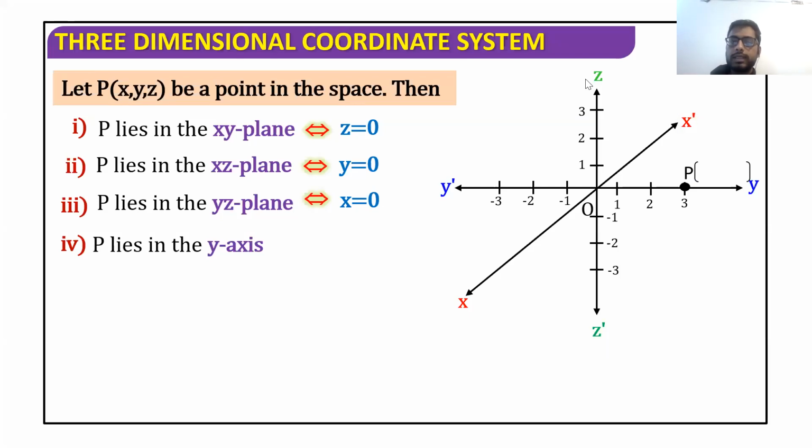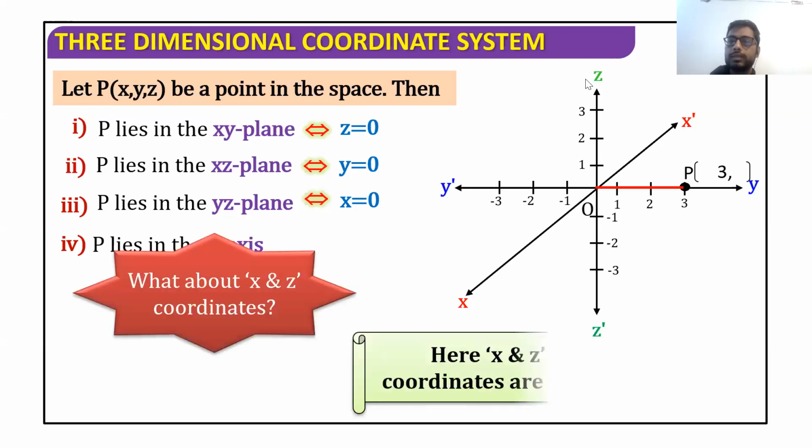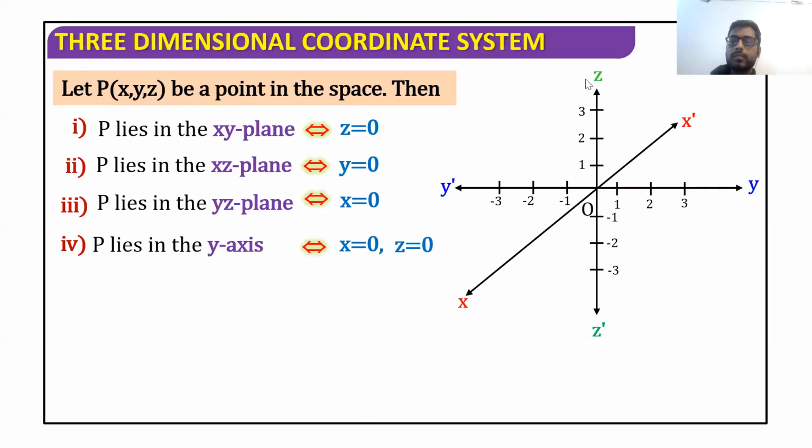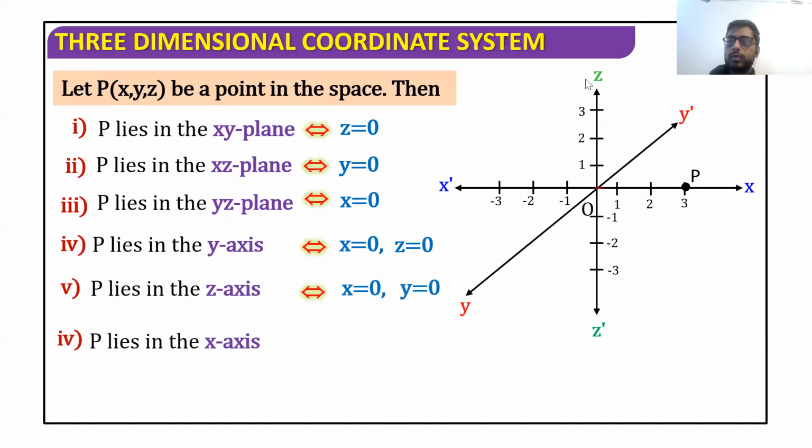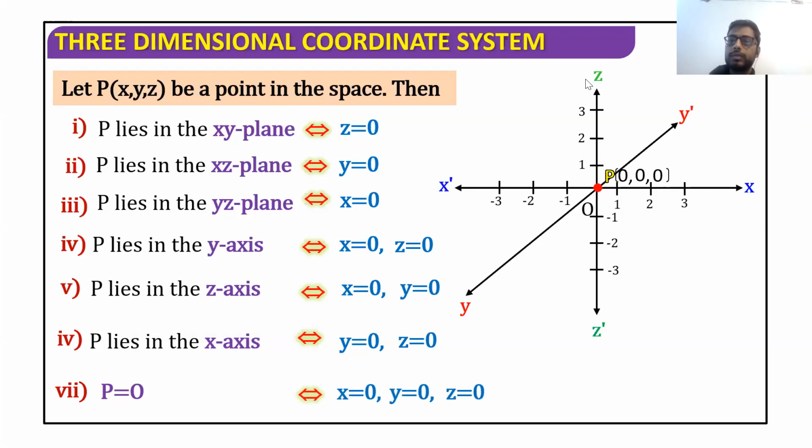Consider a point which lies on y axis. If there is a point lying on y axis, it will only have y coordinate. It won't have x and z coordinate. So x and z coordinates would be 0. Similarly, if a point lies on x axis, it will only have x coordinate. Its y and z coordinates would be 0. For a point which lies on origin, I can say that its x, y, and z coordinates are all going to be equal to 0.